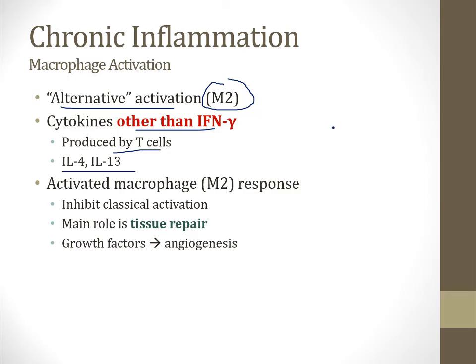And what macrophages activated via the alternative pathway, the M2 macrophages, do is something different than the M1 macrophages. These macrophages actually inhibit the classical activation of other macrophages, and their main role is tissue repair. They secrete growth factors, which leads to angiogenesis and tissue repair. So what you've got going on at a site of chronic inflammation is some M1 macrophages, which are actually destroying tissue and trying to destroy pathogens, and also M2 macrophages, which are trying to repair tissue.